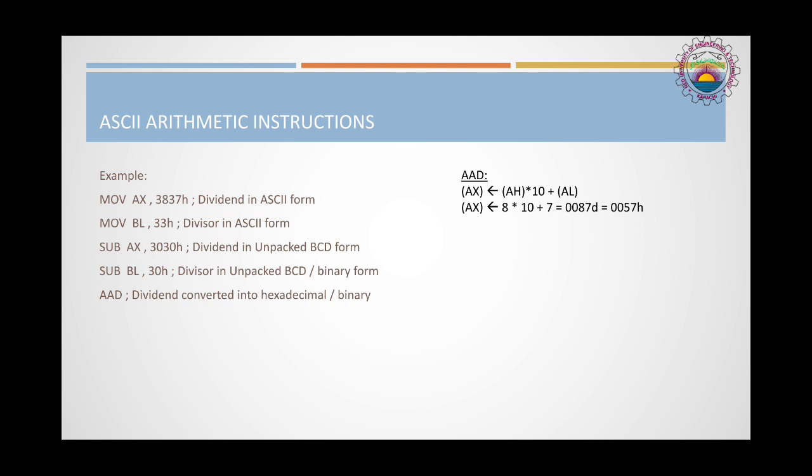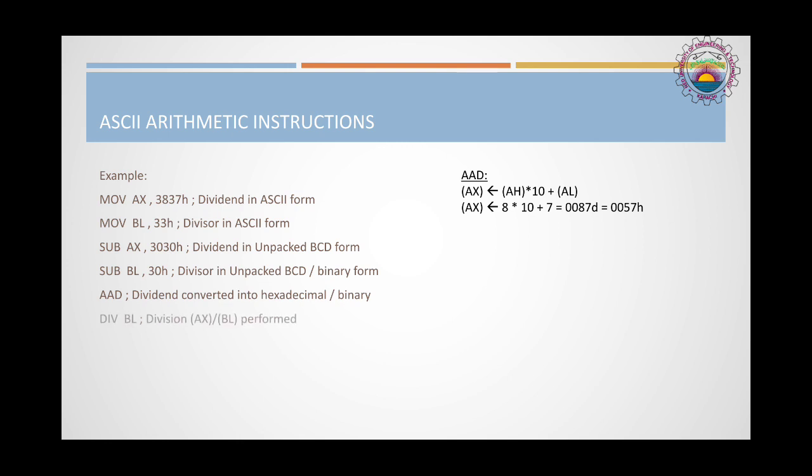Now the value present in AH will be cleared, so AH will be having 00 after execution of AAD instruction. So 0087, that is the decimal value present within AX. And if you see this value in hexadecimal, that will be 0057 hex. So that is the operation of AAD instruction. We have converted AX value into hexadecimal by using AAD instruction.